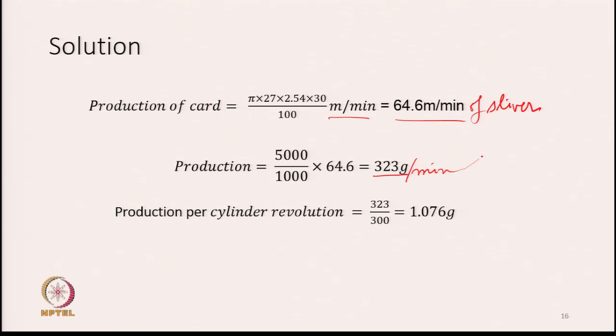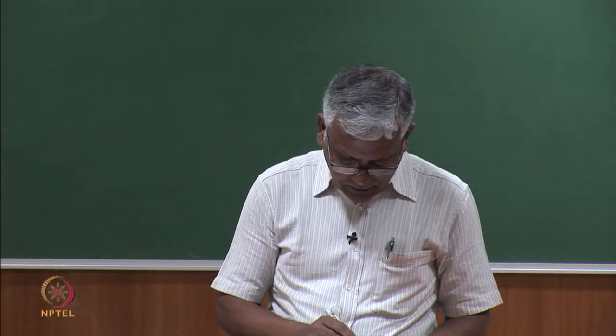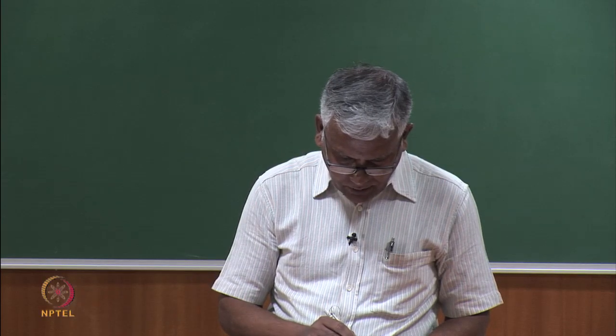The production per cylinder revolution we need to find out. So, we produce 323 gram per minute. The cylinder speed has been given as 300. Therefore, production per cylinder revolution is going to be 323 by 300, hence it is going to be 1.076 gram. That is the production per revolution of the cylinder. Okay. So, this is the solution to one question that was there.